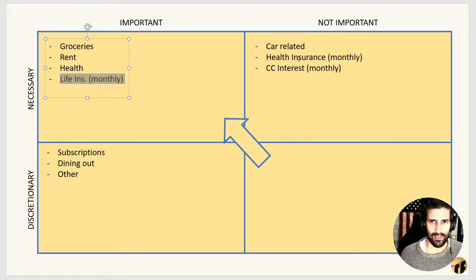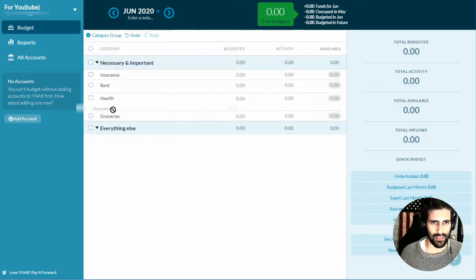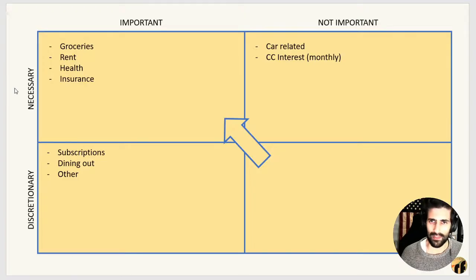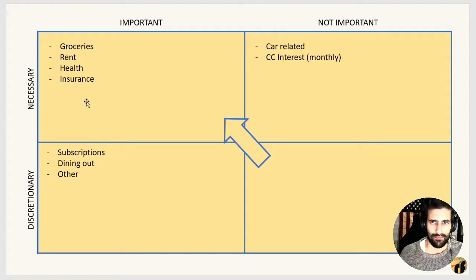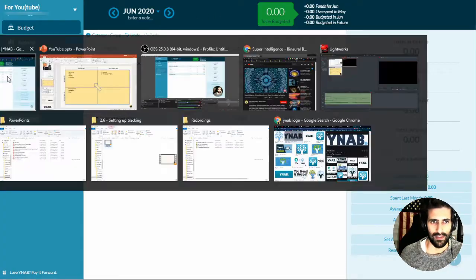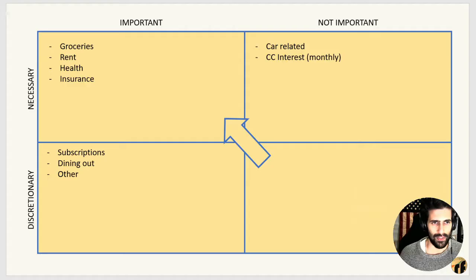I can combine this insurance with this insurance, and just call it insurance. And I guess it's going to be in the necessary and important category for now, whatever. Because one is necessary and important, the other one's not important. But this is one category, right? So you realize in these three boxes are everything else. Okay, so everything else. Well, everything else is what else?